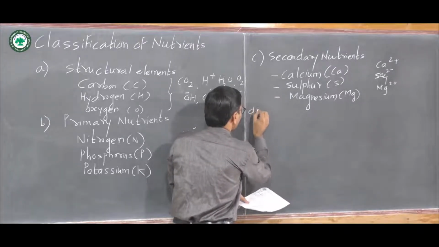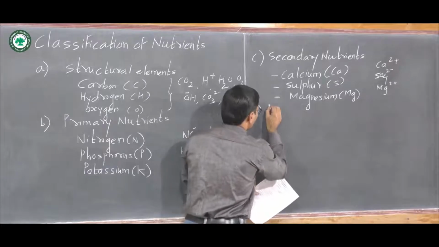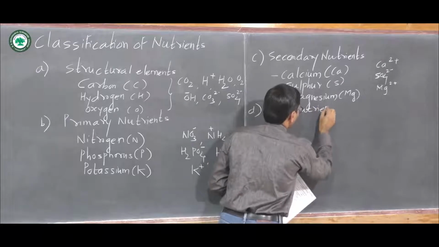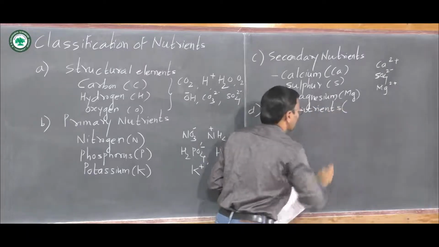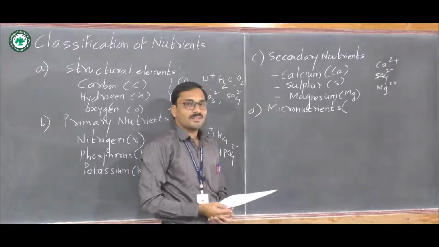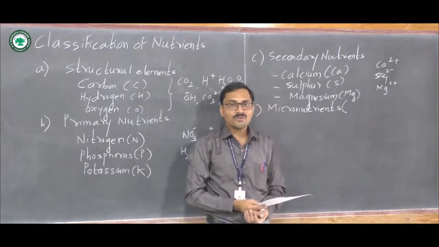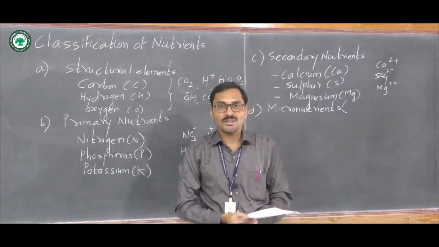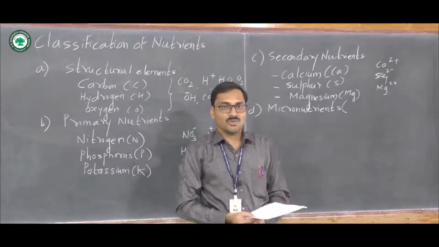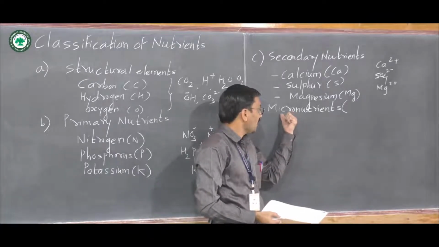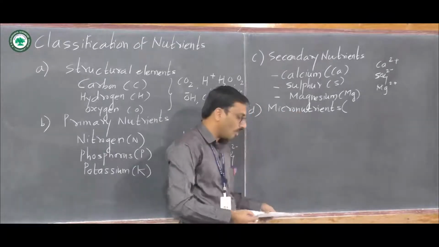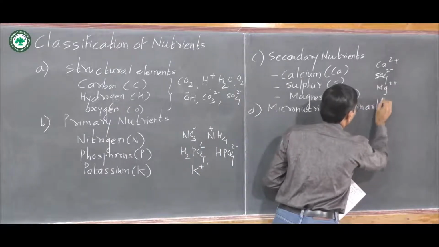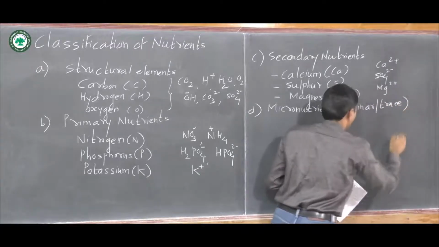Then the last type is micronutrients. Basically, structural elements, primary nutrients and secondary nutrients we refer to as macronutrients, or major nutrients. And this last type, micronutrients, we can call minor nutrients, or we also call them trace elements.